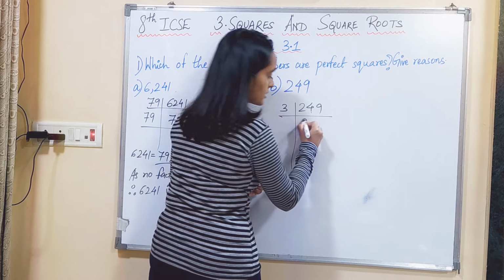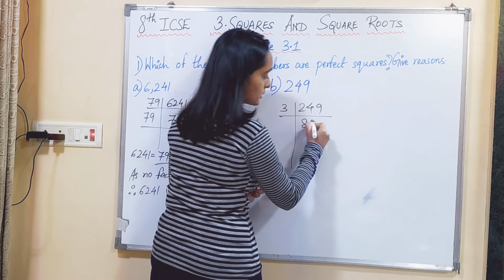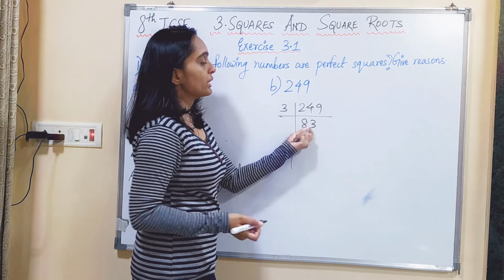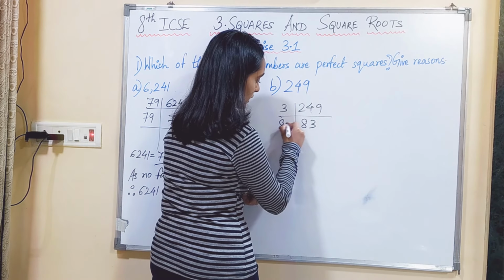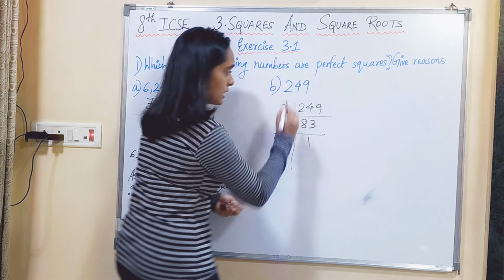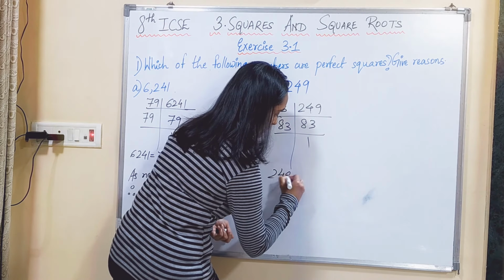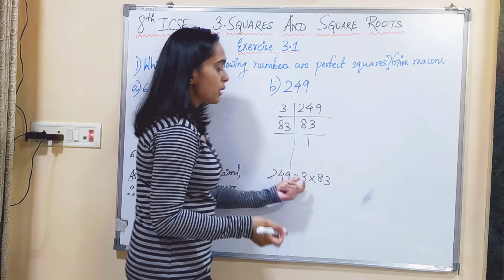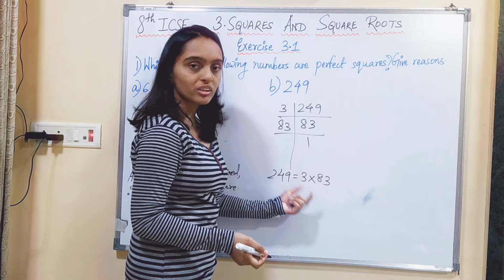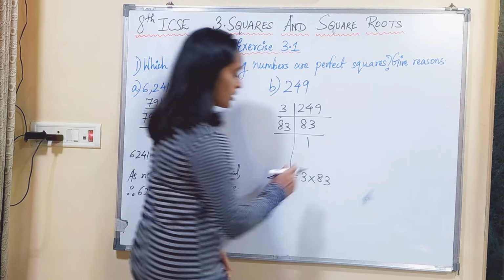So 3 8s are 24 and then 3 3s are 9. So now 83. 83 is a prime number. So we can write 83 1s are 83. That is, 249 can be written as 3 multiplied by 83. Now both are different factors, so we cannot pair them.